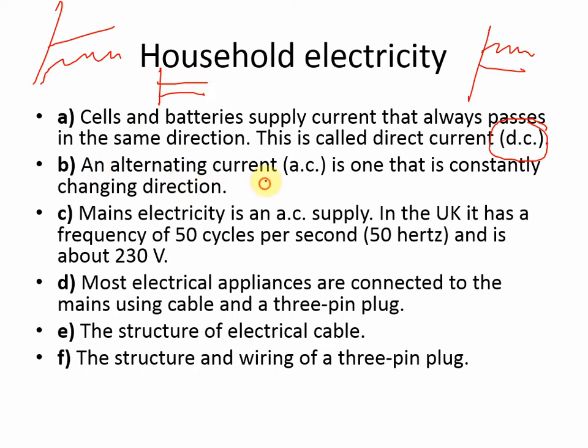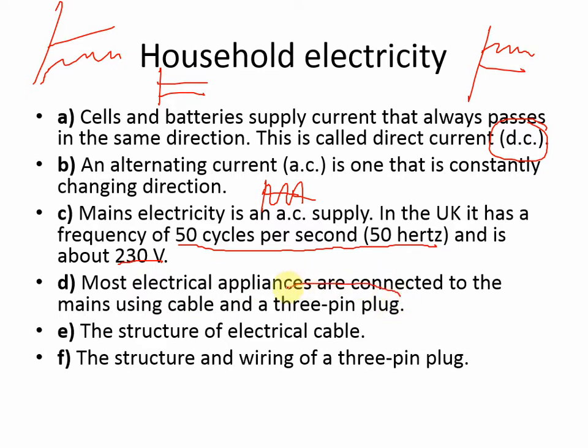An alternating current would look like this. It goes between positive and negative, so it constantly changes direction. In the UK, mains electricity is AC. In the UK, that's 50 Hertz for the frequency, and the voltage is 230 volts. And most electrical appliances are connected with a 3-pin plug.